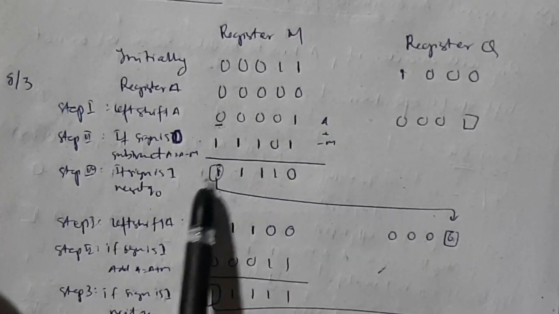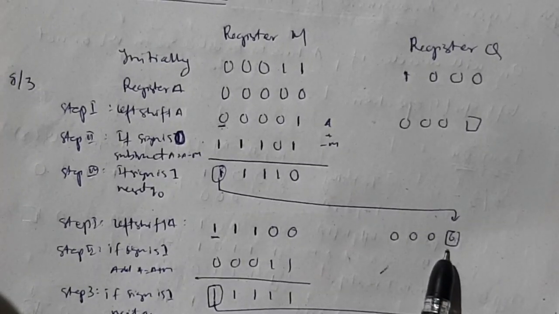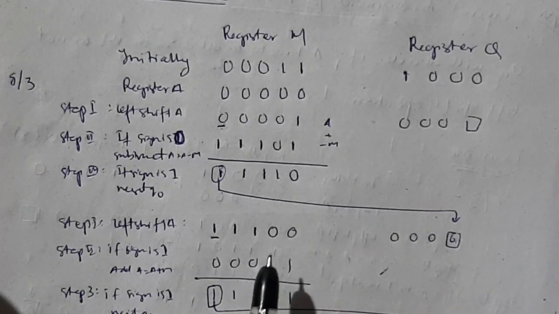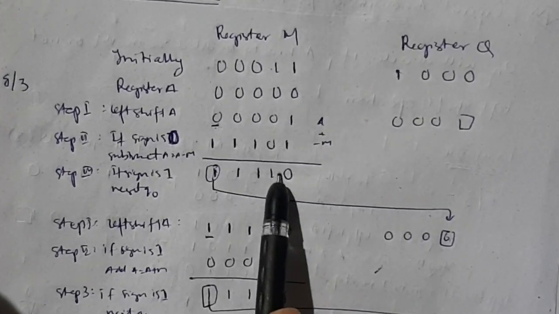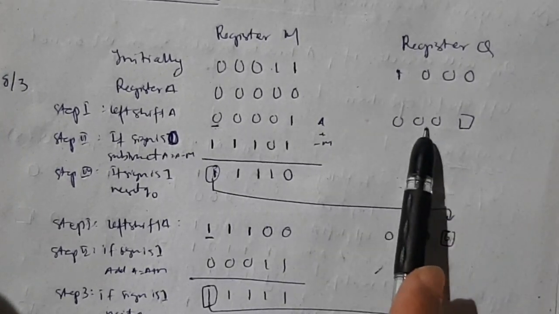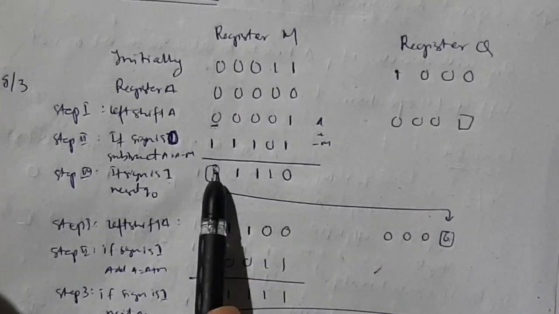When you get an answer, the third step is to check this sign, and if it is 1, put the 0 in the empty space. Similarly, the first step was what? Left shift A. This is A, right? Now when you left shift it, what will happen? Q is this one, 0 0 0. When you left shift it, another 0 will come here and this 1 will go off.